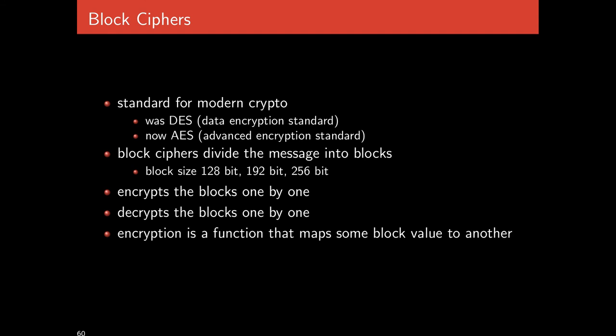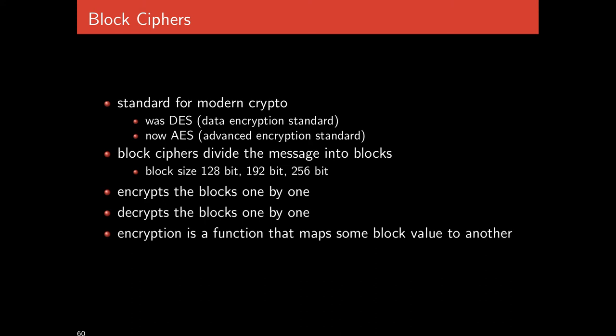The next major type of cryptographic primitive is known as the block cipher. A block cipher is the standard way of doing cryptography. It used to be the main standard. The main implementation was first called DES, or Data Encryption Standard, and now it's been replaced with AES, the Advanced Encryption Standard. The idea is that the message is divided up into blocks. So you have a block size of, say, 128 bits. You divide up the message into these blocks, and the function encrypts each block one by one.